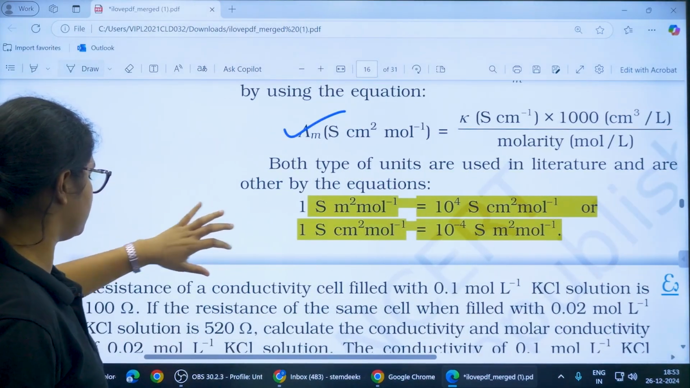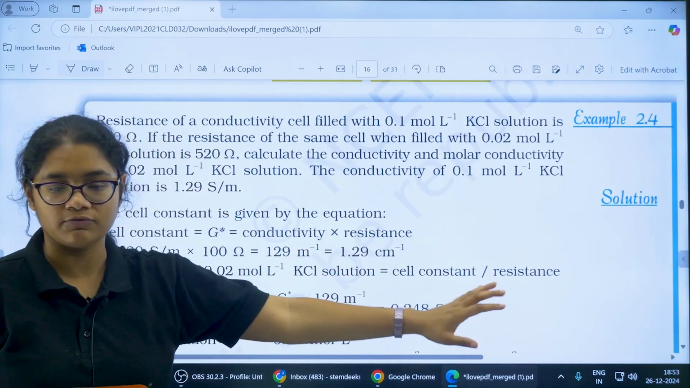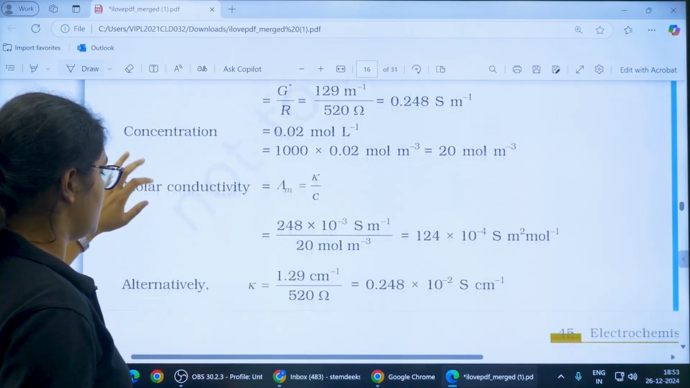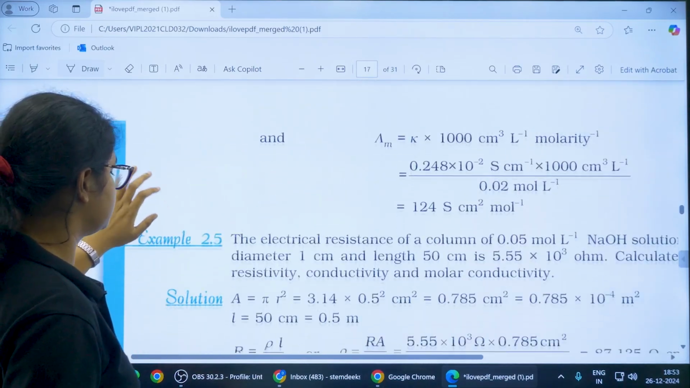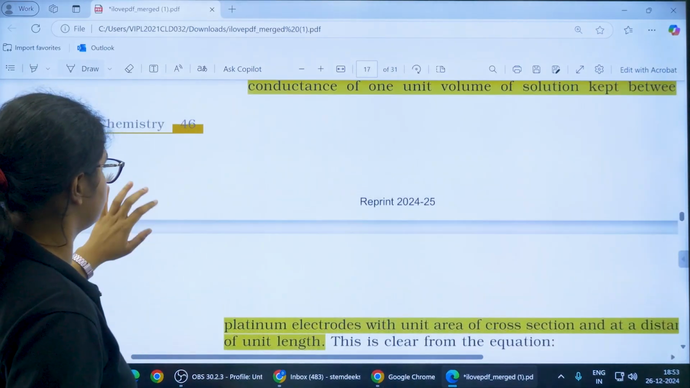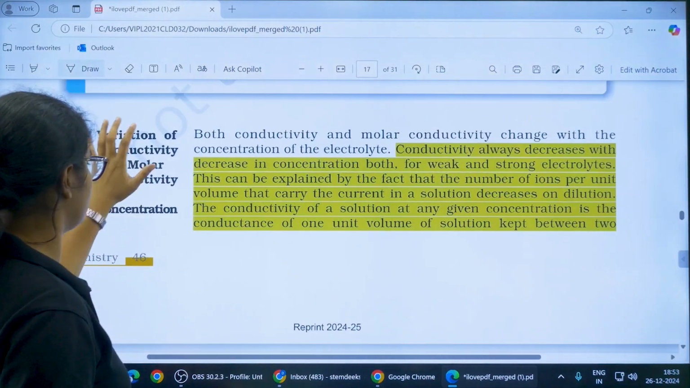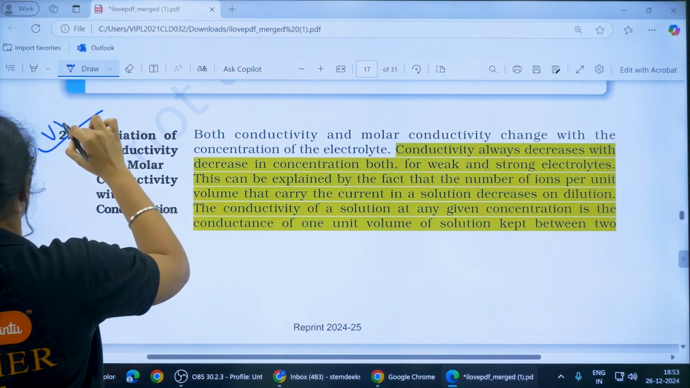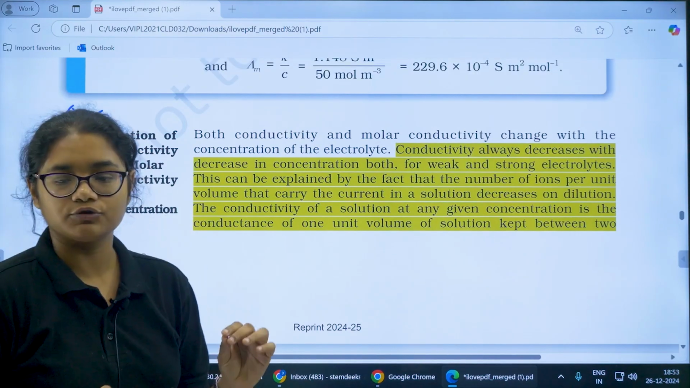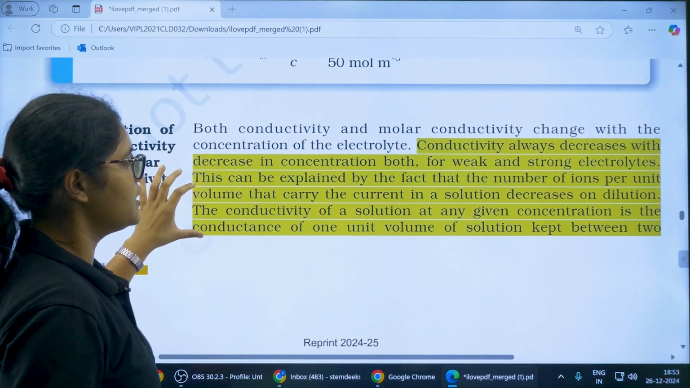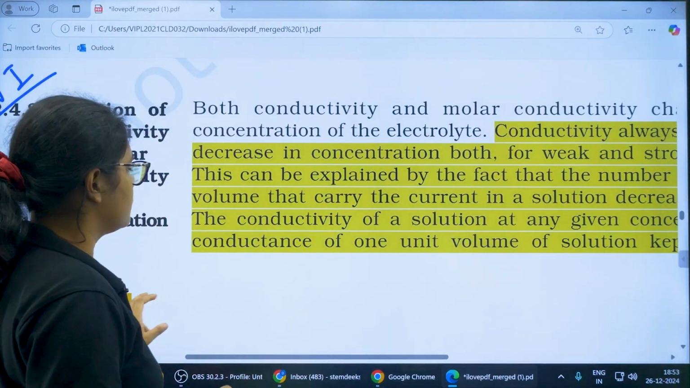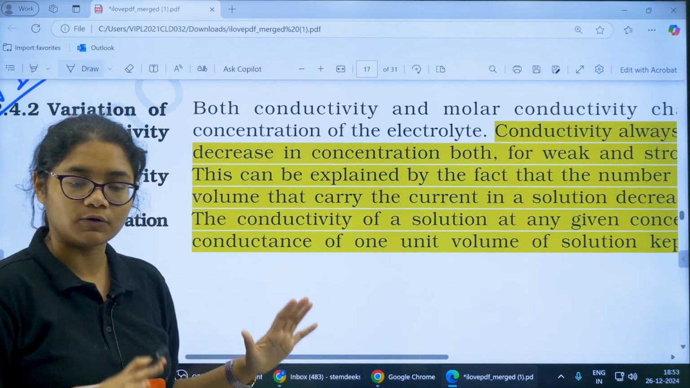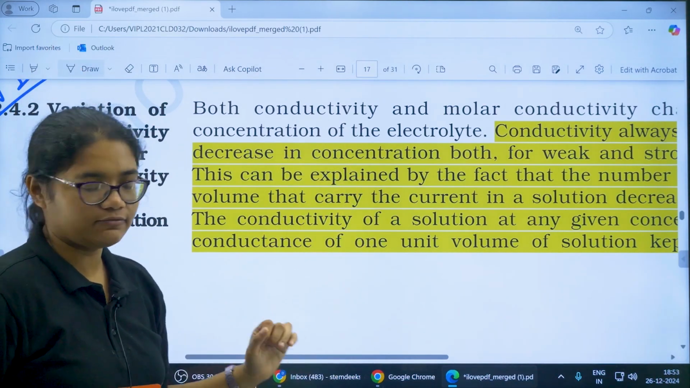Next, you have to definitely solve the in-text questions 2.4 and all examples. Please do not miss even a single question, solve them. Next is another question that you need to solve: conductivity and molar conductivity variation. This is a very important question. You should be knowing what should be written for weak electrolyte and for strong electrolyte. I have explained this many times in the Brahmastra series also, so you can watch that video and read this paragraph to understand it.